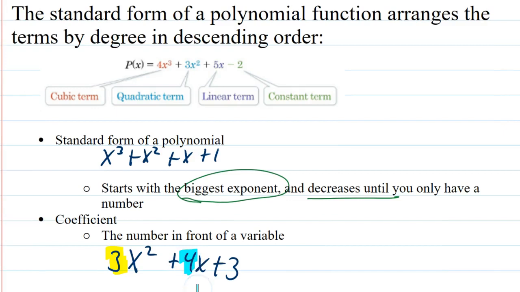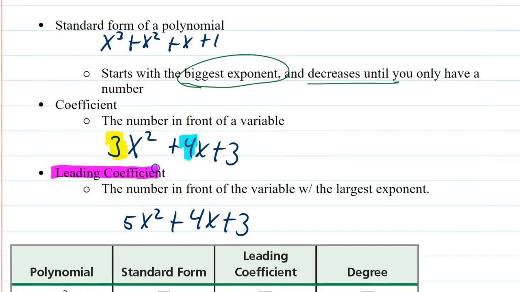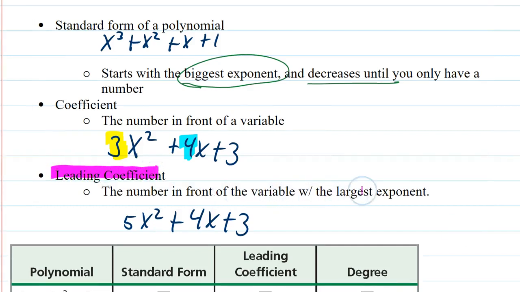4 is the coefficient in front of x. 3 at the end, that's just a constant, that's not a coefficient. So if I ask you what the coefficients are, you tell me 3 and 4. The coefficient we're going to use the most, though, is going to be the leading coefficient. It's the number in front of the variable with the largest exponent. So here our largest exponent is a square, so our leading coefficient will be 5.